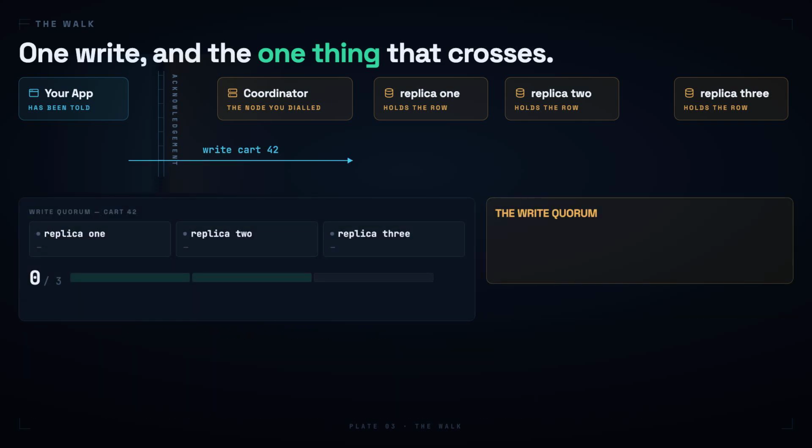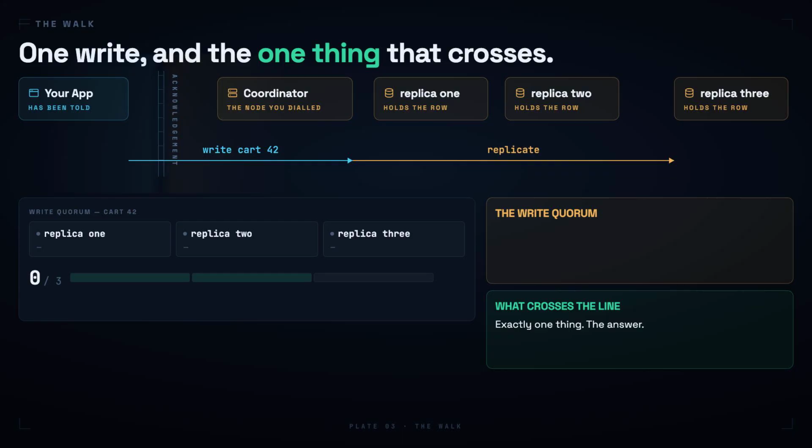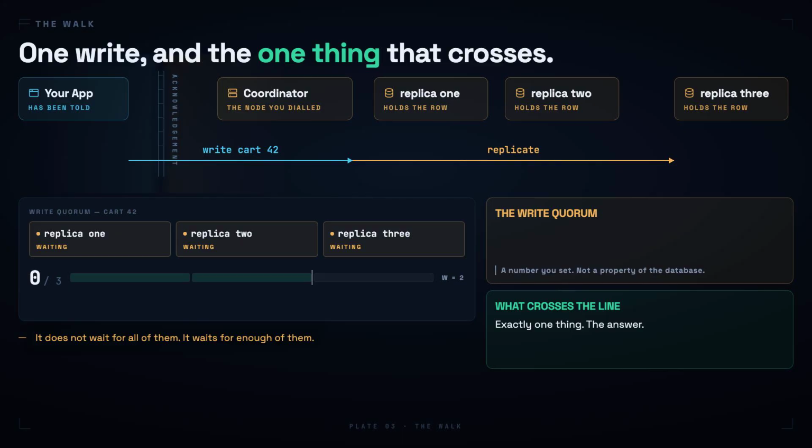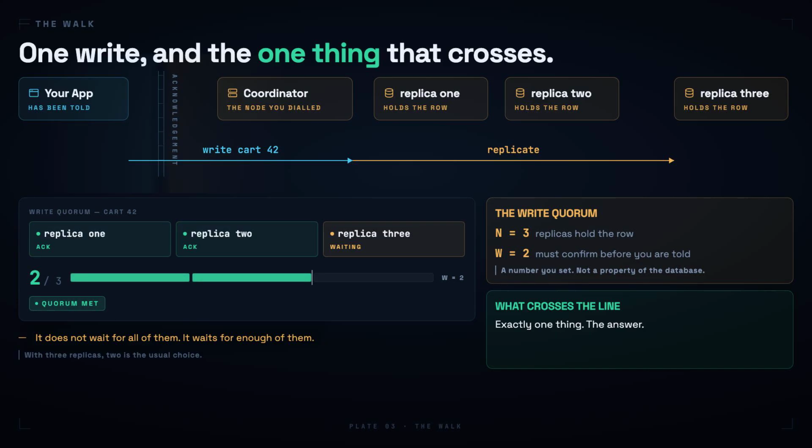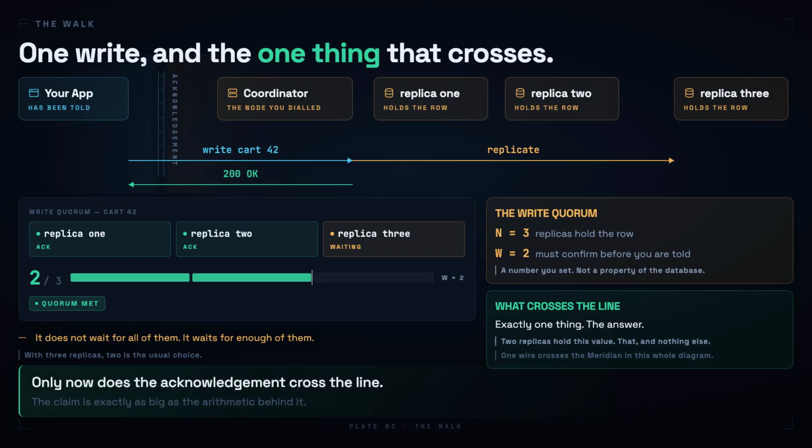You send one write. The node you connected to fans it out to the replicas. Then it waits, not for all of them, for enough of them. Enough is a number you set, and it is called the write quorum. With 3 replicas, 2 is the usual choice for that number. 2 replicas confirm they hold it. That is a quorum. Only now does the acknowledgement cross the line. You get your 200 OK, and it means 2 replicas hold this value.